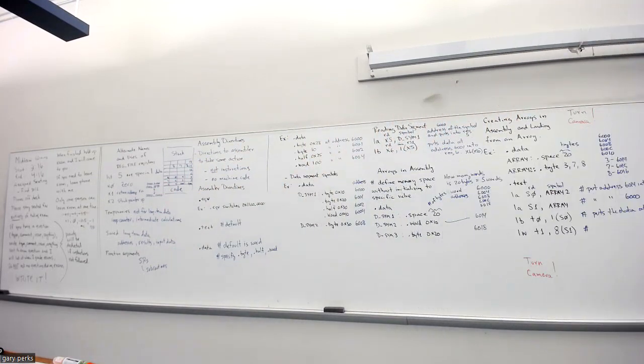You have a question? As a reminder, in RARS the numbers are decimal by default. I meant these are all hex, I just didn't write the 0x. But yeah, in RARS, if you didn't put a 0x, it would take this as a decimal. Okay. Yeah, so you want to be careful. I'm not being careful here.